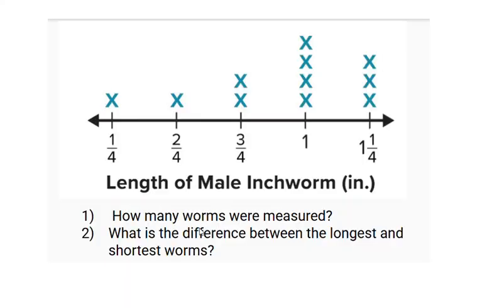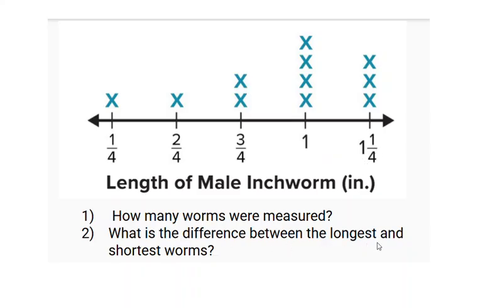Next. Oh, this is the length of male inchworms. How many worms were measured? Well, we have to count up the number of X's. There's one worm right there, 2, 3, 4, 5, 6, 7, 8, 9, 10, 11. 11 worms were measured. The shortest worm was 1/4 of an inch. The longest was 1.25 inches. Now the interval on this line right here, they went by fourths of an inch. They went 1/4, 2/4, 3/4, 4/4, that's a whole, and then 1 1/4.